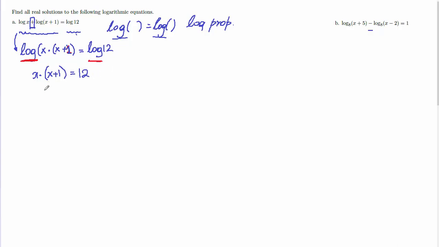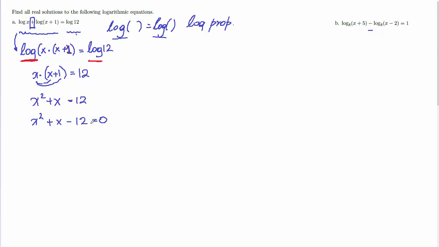So what's the next step? Well, I have to observe that I have no logarithms, no exponents, nothing strange, I just have a plain polynomial. So I need to write it in one of the known forms of equations. If I distribute the x inside the parentheses, I get x squared plus x equals 12. And if I move the 12 to the left side of the equation, then I have x squared plus x minus 12 equals 0.